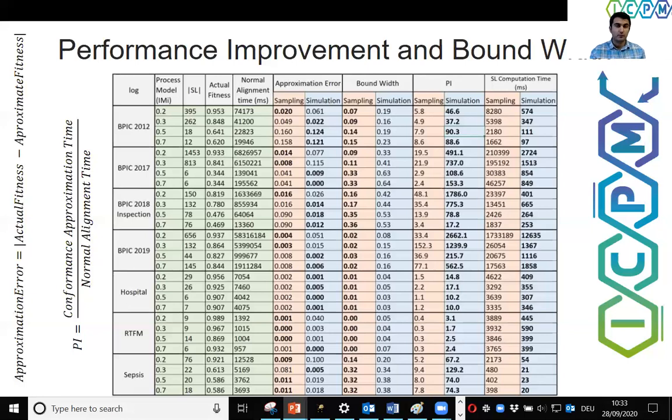For the road traffic fine log, we are also super accurate.